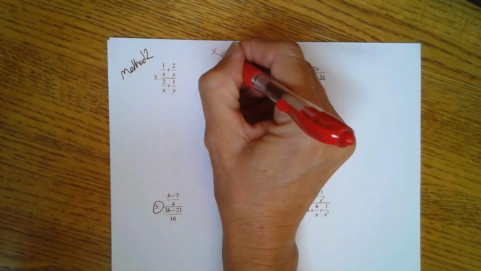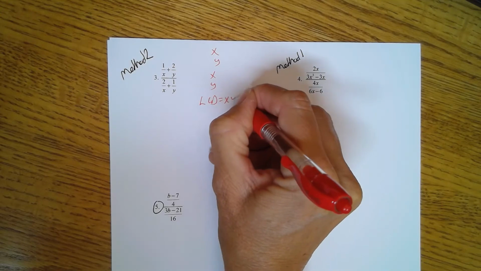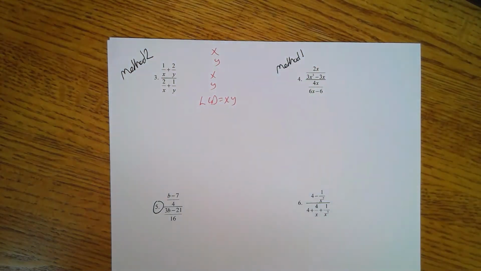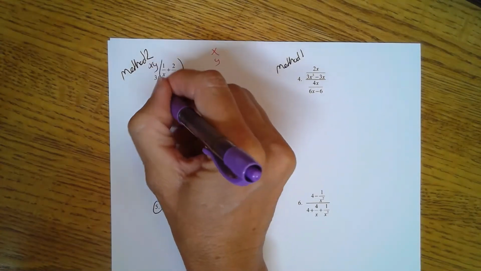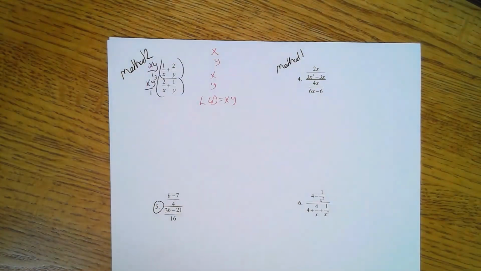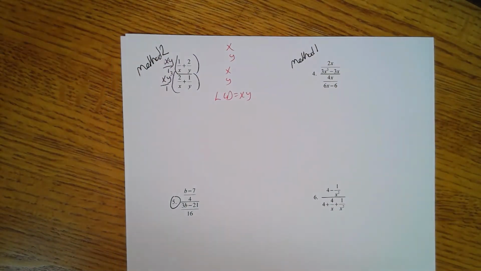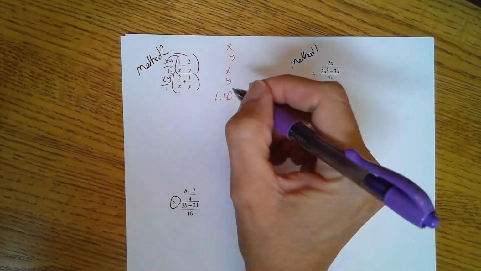We have an x, a y, an x, and a y. So hopefully you see that your LCD is just xy. So what do we do? We multiply the whole numerator by xy and the whole denominator by xy. And again, I'm just multiplying by an interesting kind of 1, because xy divided by xy is just 1. I'm going to show the step one more time, and then I won't show it as much.